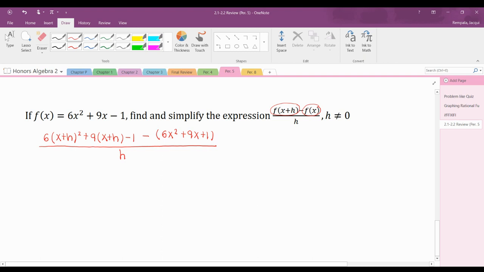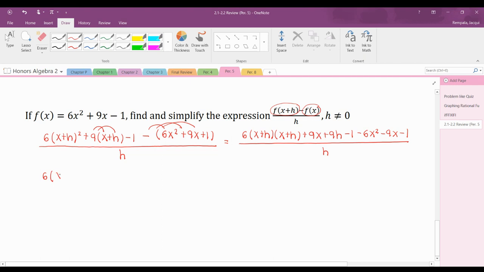Okay, I want to start getting rid of my parentheses. So I'm going to keep the 6, but I know that x plus h quantity squared is x plus h times x plus h. I'm going to distribute that 9, so we'll have a plus 9x plus 9h. And then I'm going to distribute that negative. So we'll have a negative 6x squared minus 9x minus 1. That's all over h.